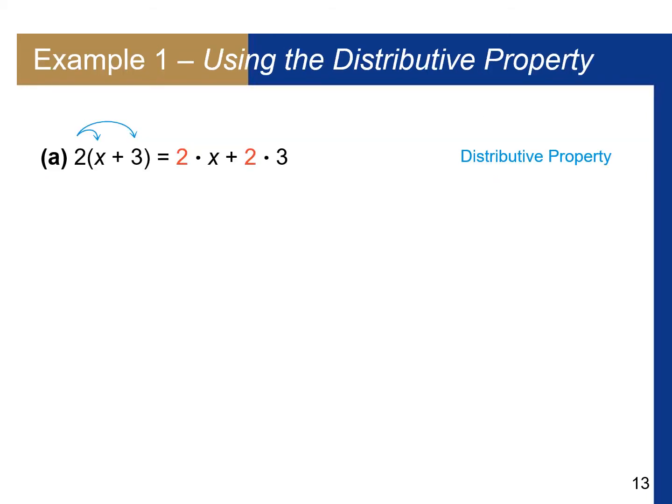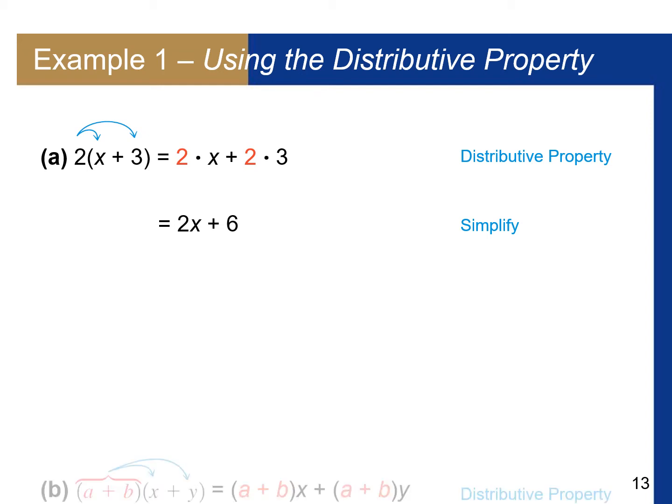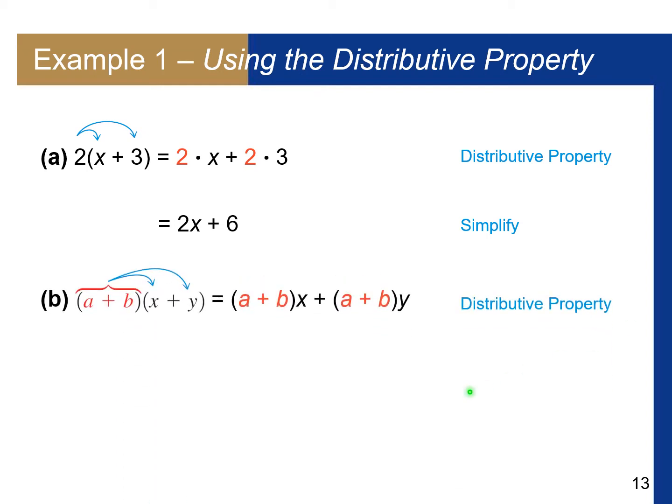So here's an example. If I have 2 times the quantity x plus 3, that would mean 2 times x and 2 times 3. That'll give us 2x plus 6 when we simplify. With that in mind, we often will use this same distributive property to say if I have this entire parentheses, I can distribute it to each term in the other set of parentheses. So if I have a plus b, I'm going to multiply it by x, and then a plus b, multiply it by y. We can use a distributive property here.